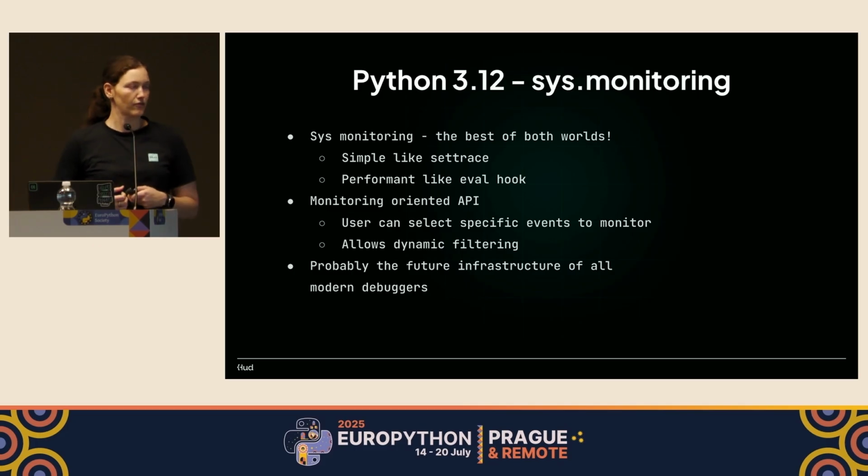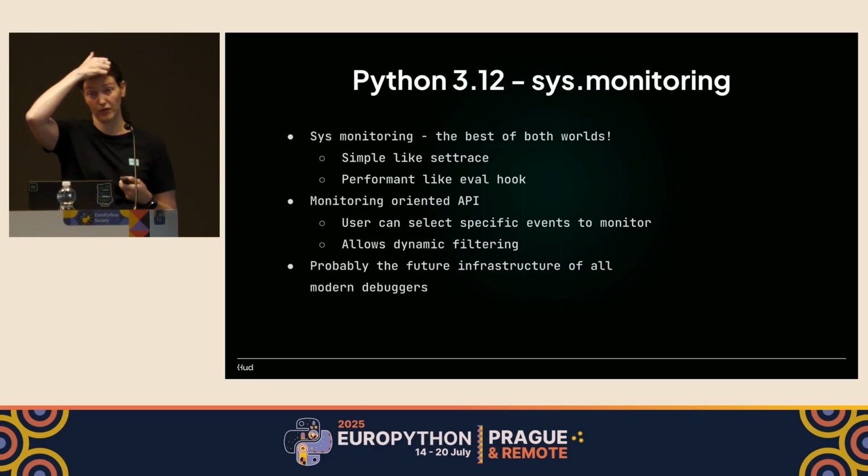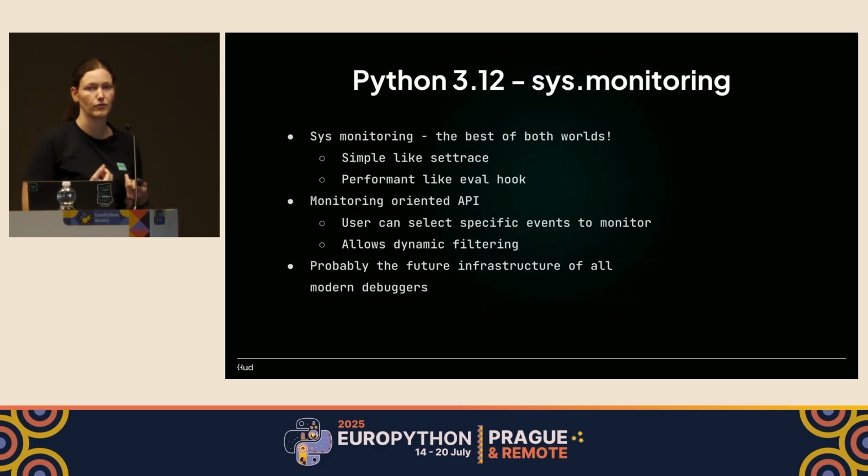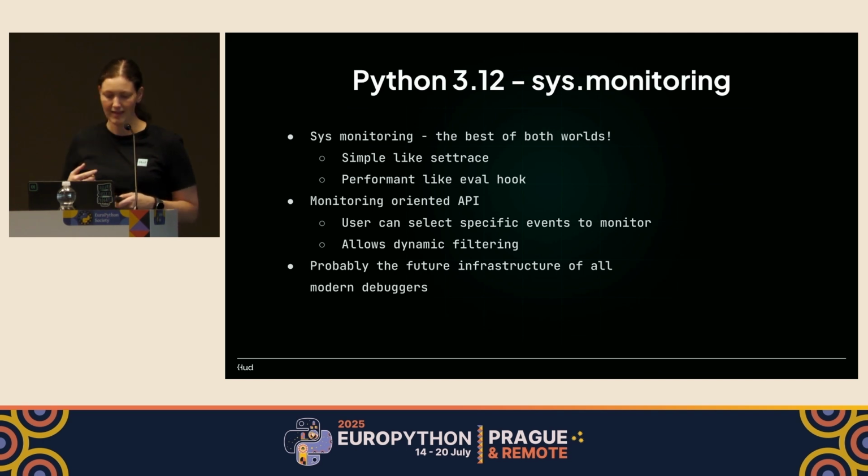Sys.monitoring gets the best of both worlds. It's simple, like set trace, and it lets you define what you want to see. It's also performant, like Evo hooks, because it's running on native infrastructure. It's basically an API for monitoring, where the user can select the specific events that they want to monitor and allow dynamic filtering on top of that.